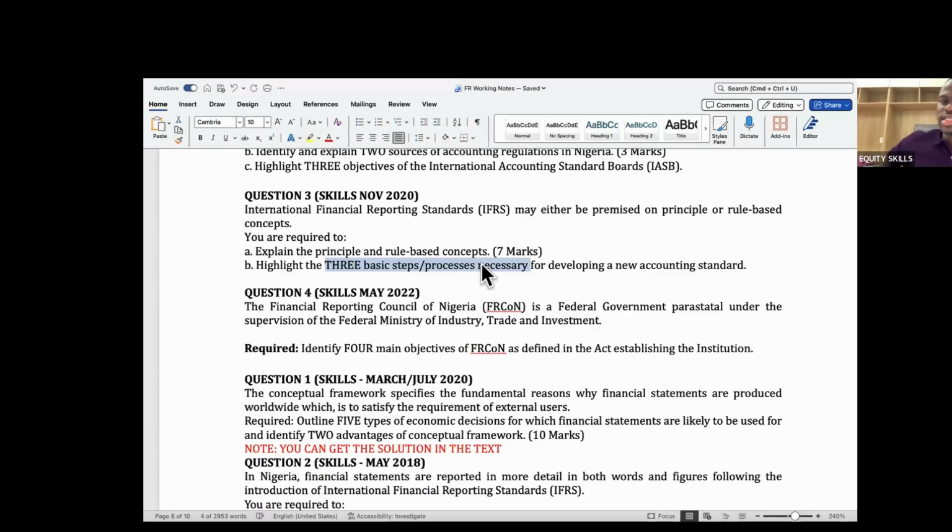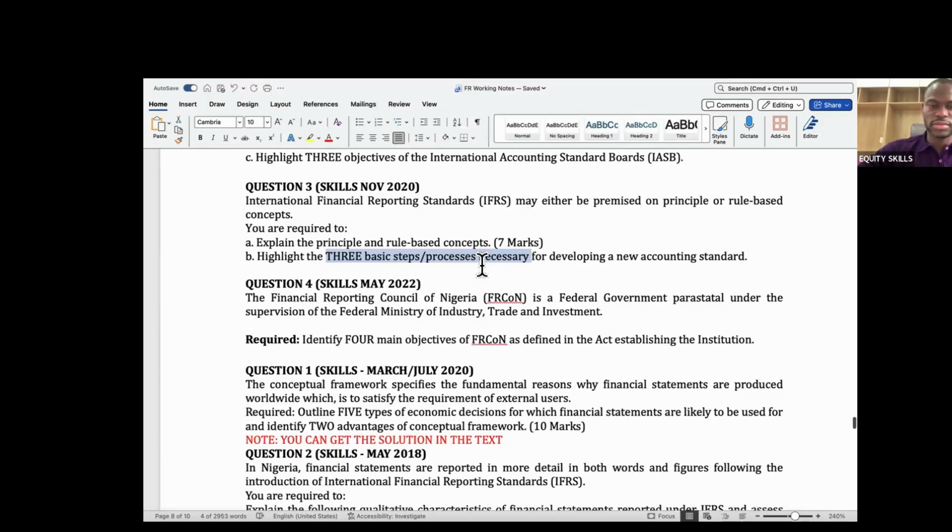Step 3, standard setting program. This is where the board will issue a proposal for an accounting standard known as an exposure draft, which will be sent out to the public for opinions and comments. And finally, they will issue out the accounting standard, which is the IFRS. And also, there's a step 4, which is the post-implementation review, where they review the compliance with this IFRS.